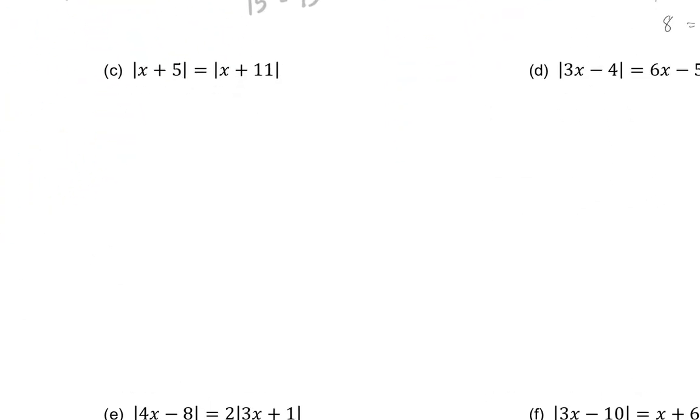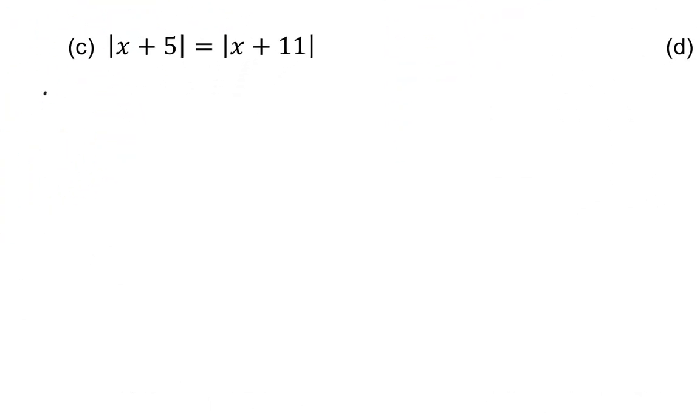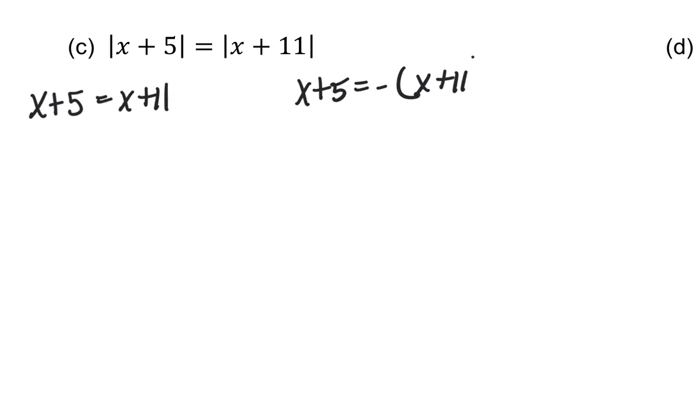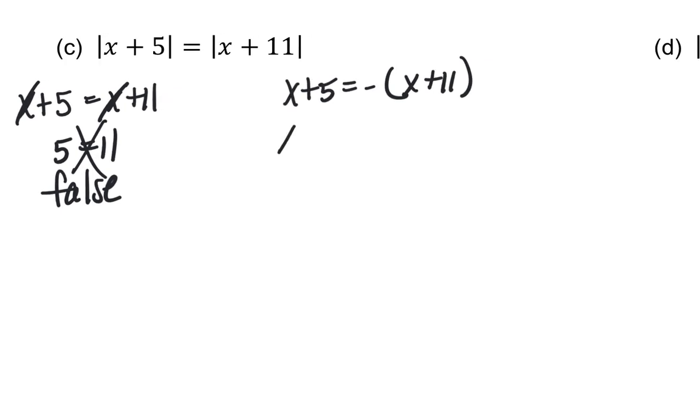All right, let's move on. So I've got my plus side and my minus side. So if I subtract x from both sides, x cancels out, and I'm left with 5 equals 11. Well, this is false. So this is not going to happen. It's not going to work. So let's try the other one.